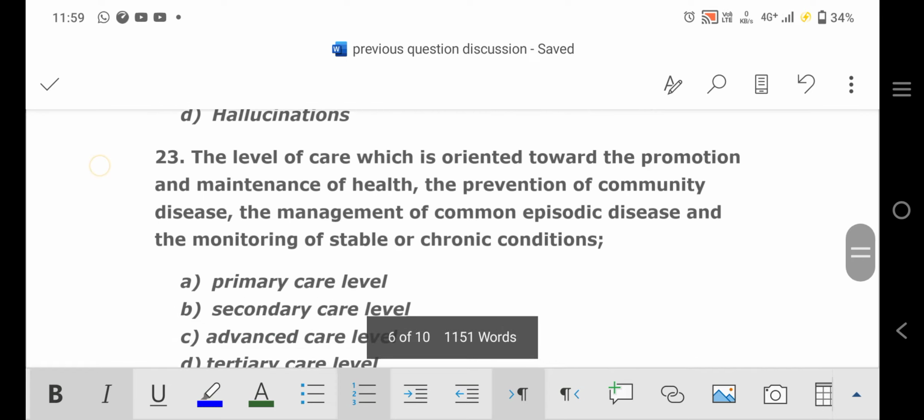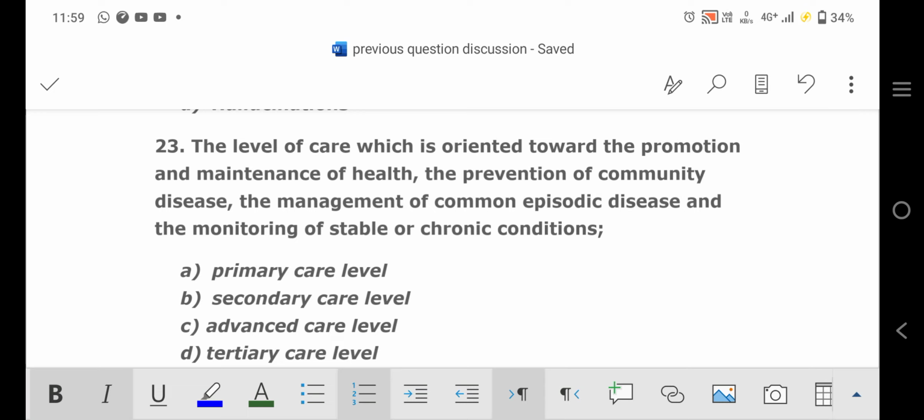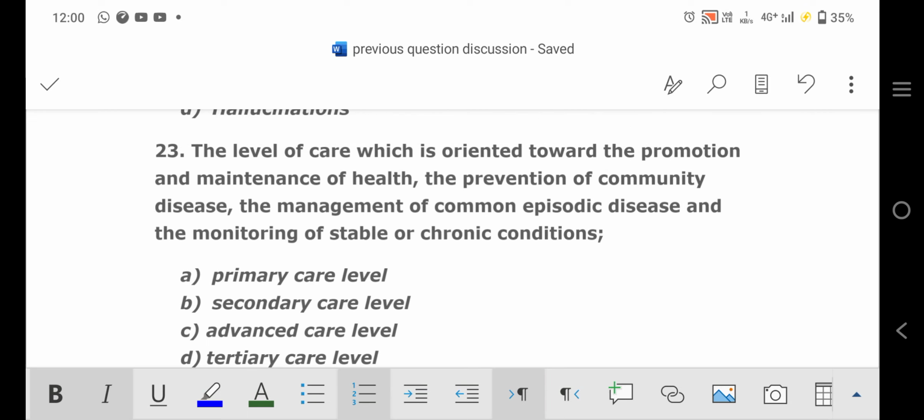Next question. The level of care which is oriented toward the promotion and maintenance of health, the prevention of community disease, the management of common episodic disease, and the monitoring of stable or chronic conditions. Which level of care is it?